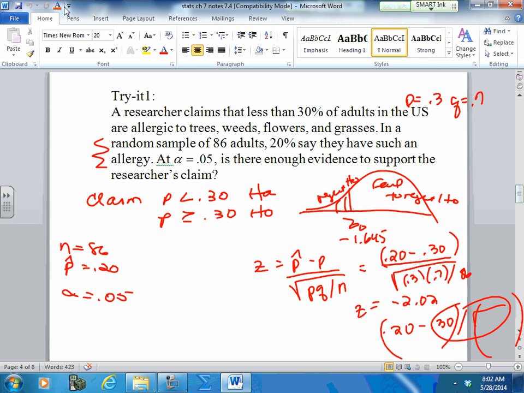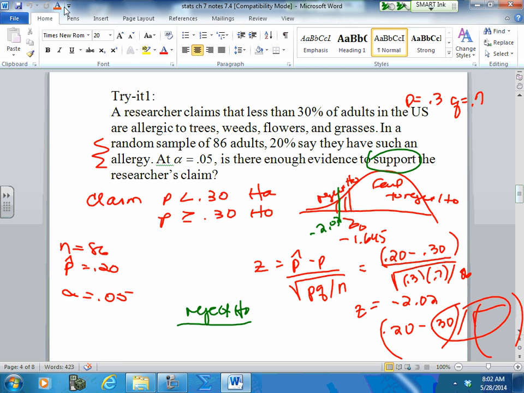Okay, so is this in the fail to reject or the reject H0? Good. This is in your reject H0. So this is your decision. Okay, now support the claim. The claim was the HA. So we go back to your chart. If we have a claim of HA and we reject the null, that means we've got enough evidence to support your claim that less than 30% of adults in the U.S. are allergic to trees, weeds, flowers, and grasses.